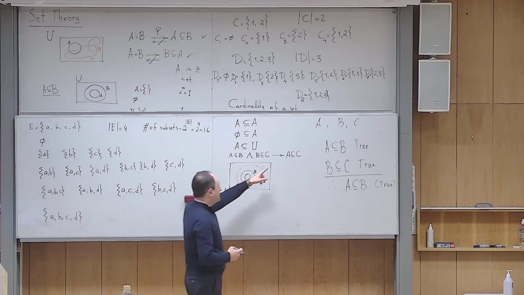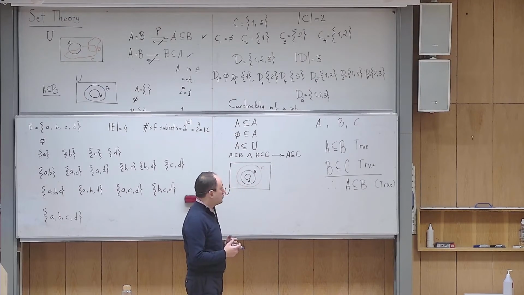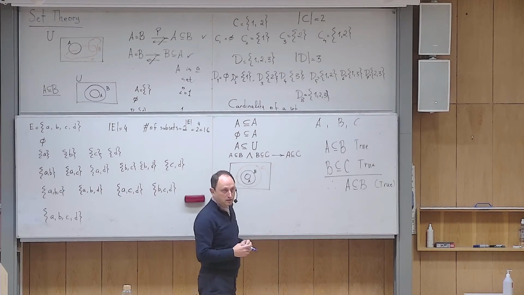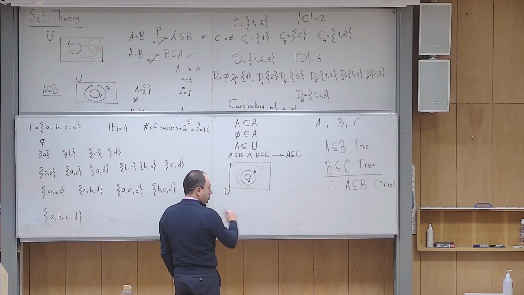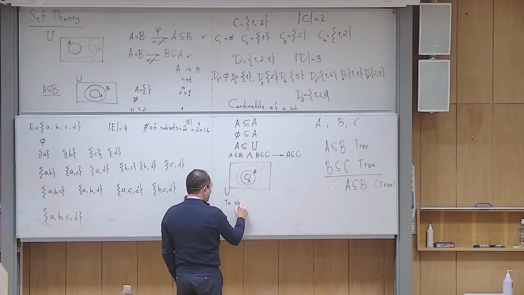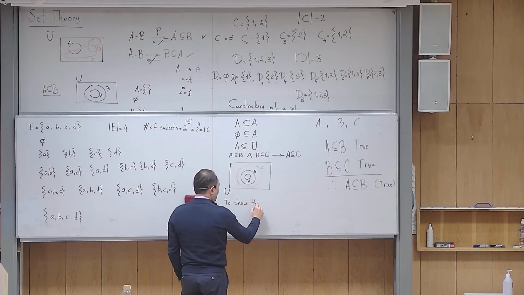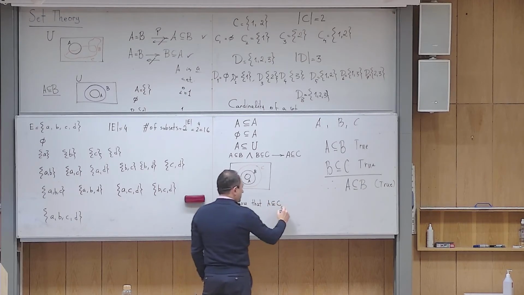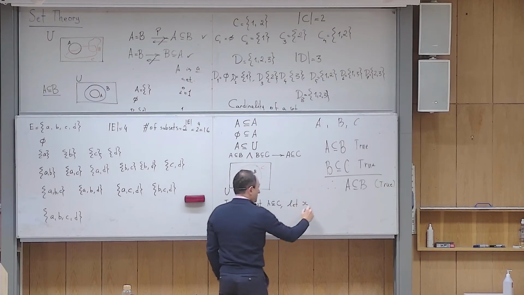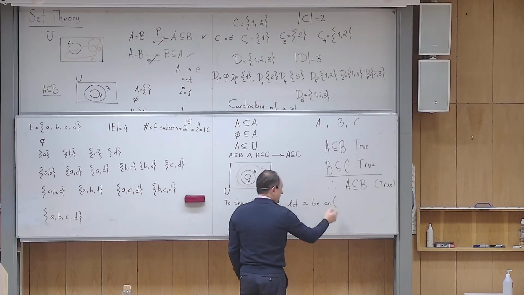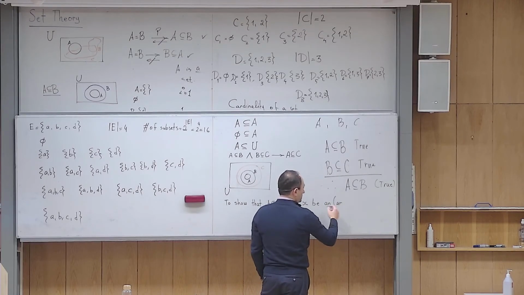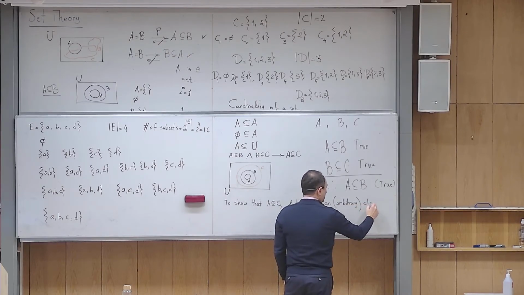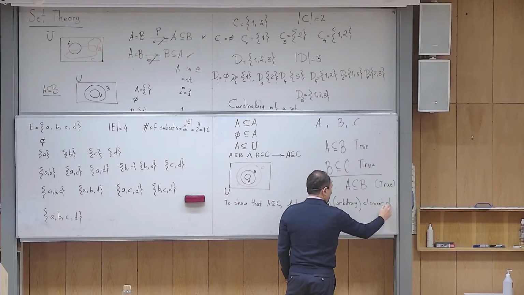How do you prove that? You want to prove that A is a subset of C. How should you prove this? You need to confirm that whatever is in A is in C. This is my goal. Okay, let me write this explicitly. To show that A is a subset of C, let x be, and of course I write arbitrary, but you don't need to write it, it means an arbitrary element of A.